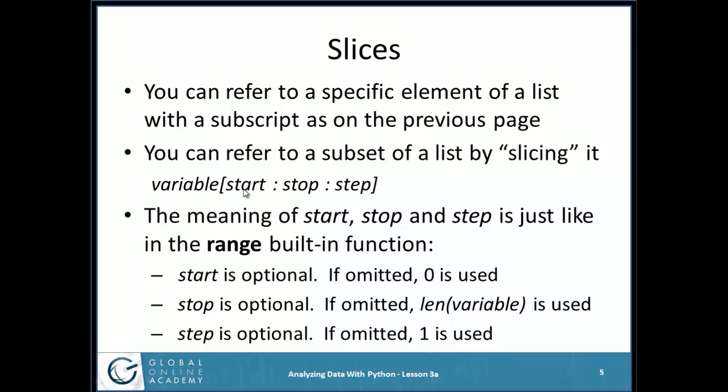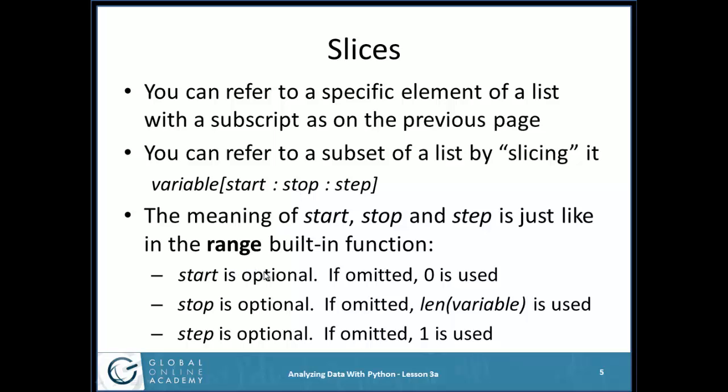If I do a start of 0 and a stop of 2, it'll give me elements 0 and 1. And the step says, between the start and the stop, how much are we going to go up each time? Am I going to do every element, or am I going to skip and do every other one, or every third element, or every fourth element?